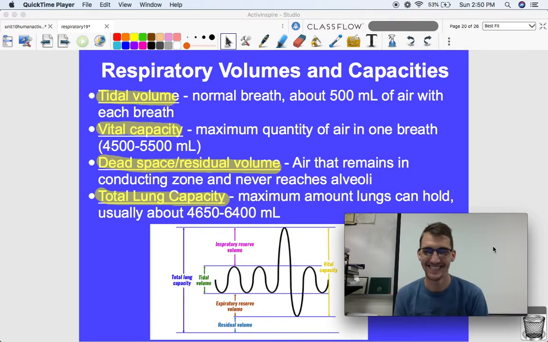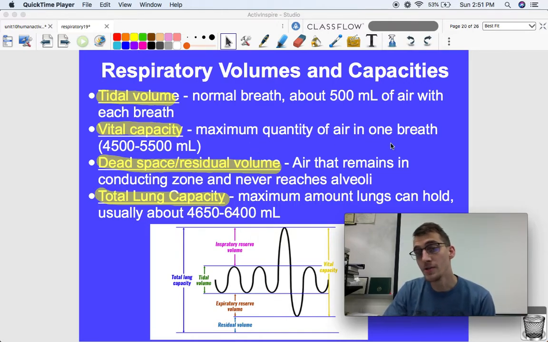That was silly that I just did that, but what I just demonstrated is your vital capacity, the maximum quantity of air that you can take in one breath, and that can be anywhere from 4,500 to 5,500 milliliters. That's quite a bit more if you think about it. 2 liters is 2,000 milliliters, so you could take in almost up to 5.5 liters of air with your vital capacity.